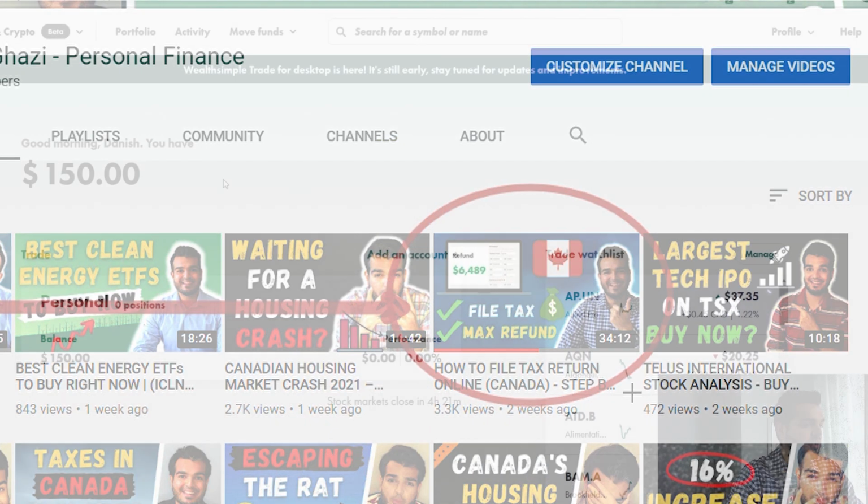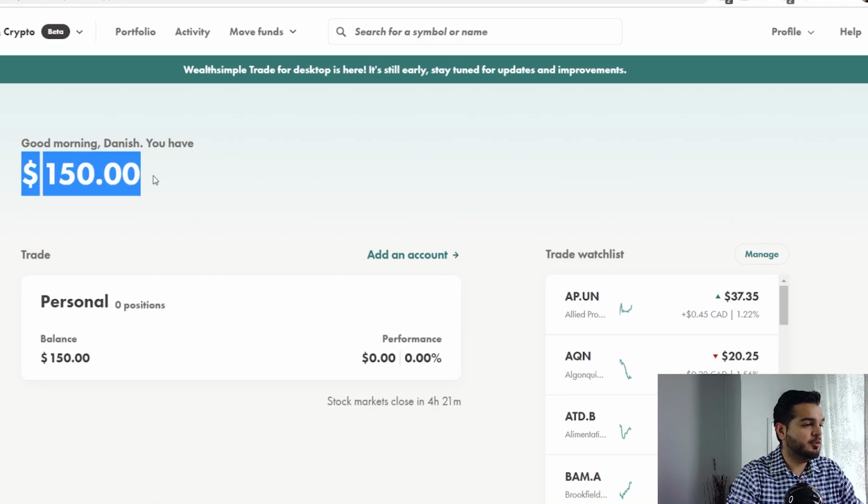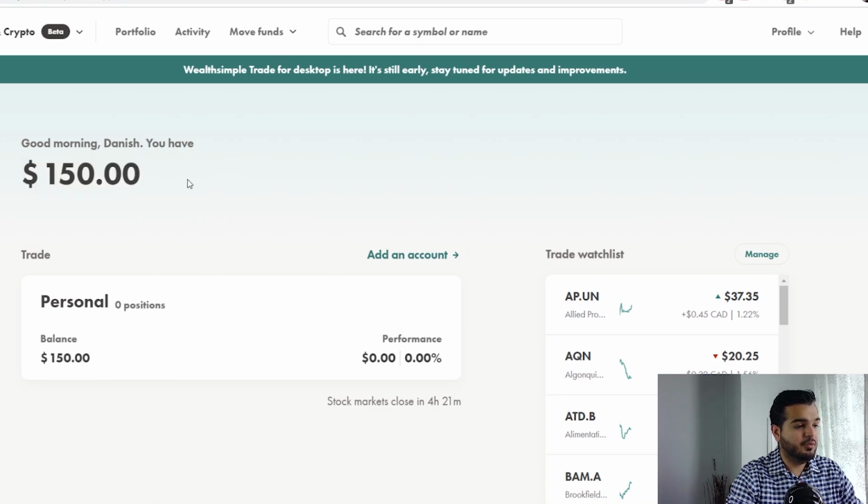All right, so this is what the screen looks like once you get in. It'll tell you exactly how much money you have. And as I mentioned before, this account is from scratch. I have not used it yet. The only thing I've done is open the account and transfer some funds.